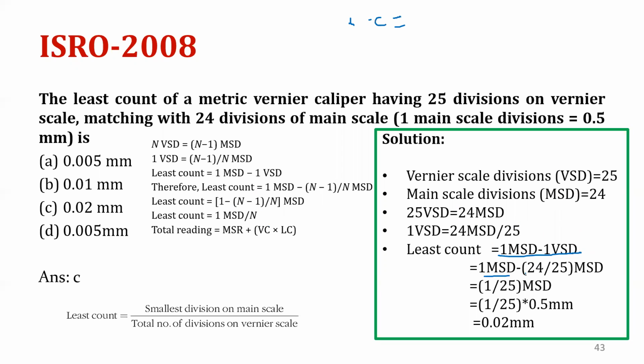So 1 MSD minus, what is 1 VSD? 1 vernier scale division: 25 vernier scale divisions is equal to 24 main scale divisions. 1 vernier scale division is equal to 24 by 25 main scale divisions. So we'll get 1 by 25 main scale divisions. 1 by 25 into 0.5 mm, therefore you will get 0.02 mm. The correct answer is 0.02 mm.